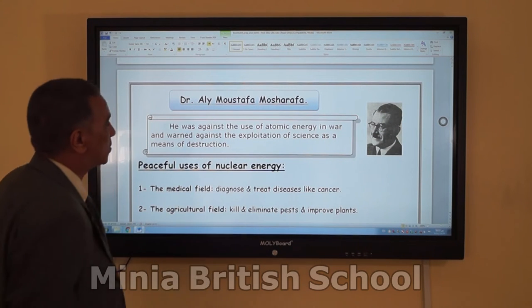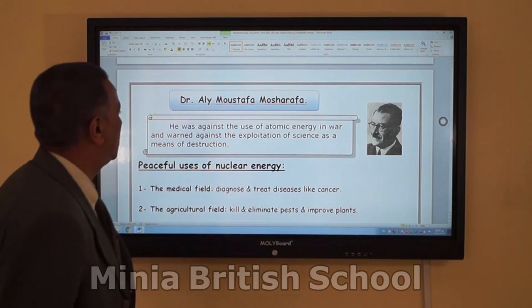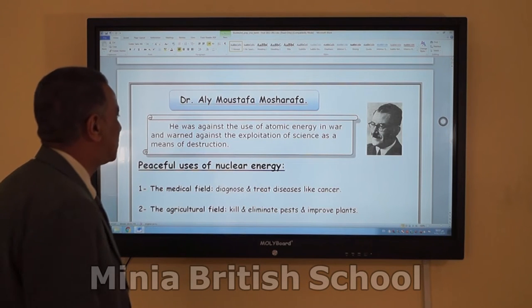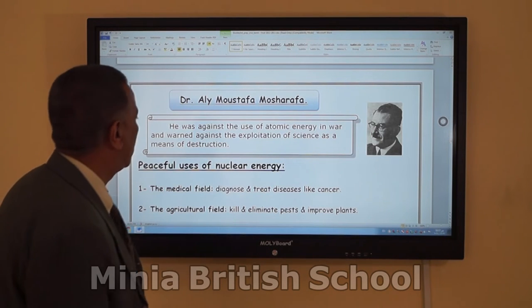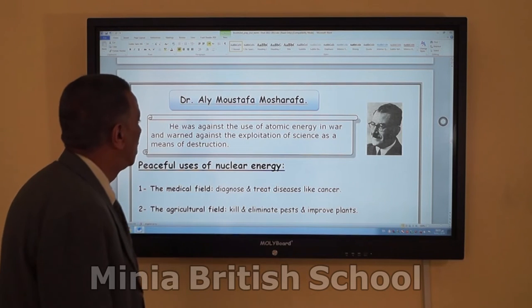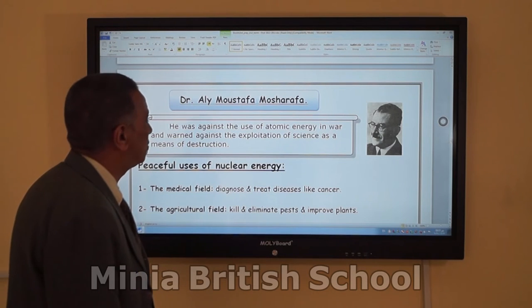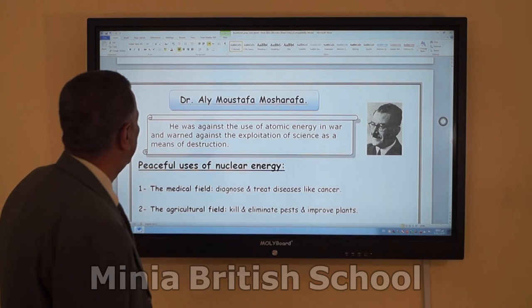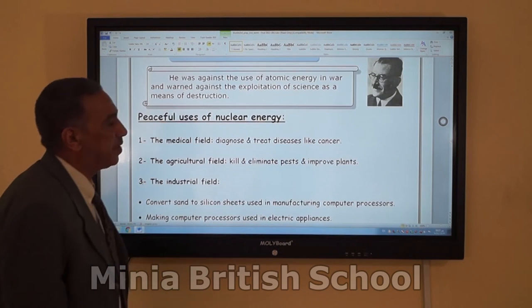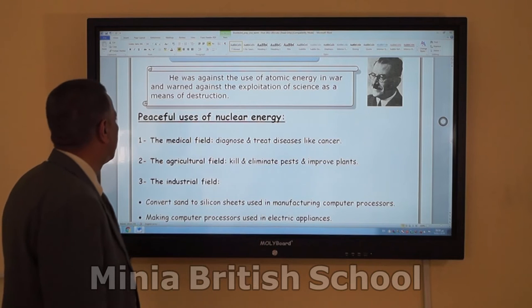One of the most famous Egyptian scientists is Ali Mustafa Musharrafa. He was against the use of the atomic energy in the war and warning against the exploitations of science as means of destruction. And he is a very famous scientist in this field.